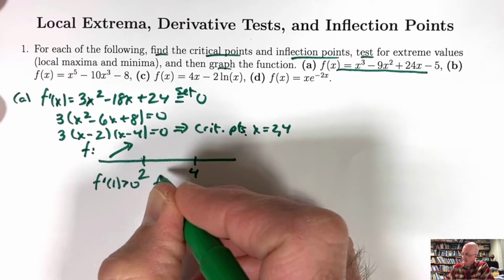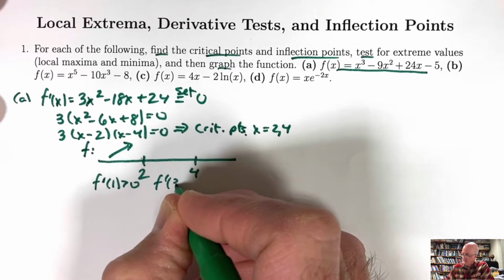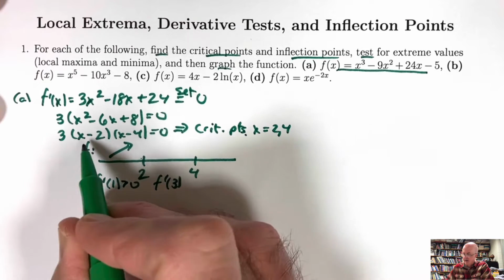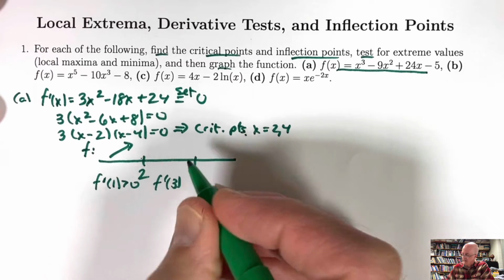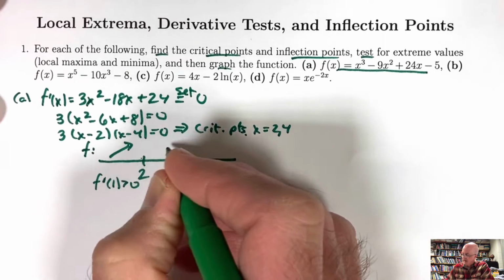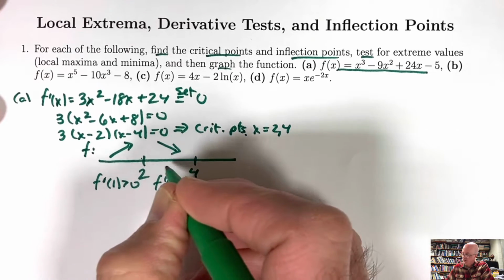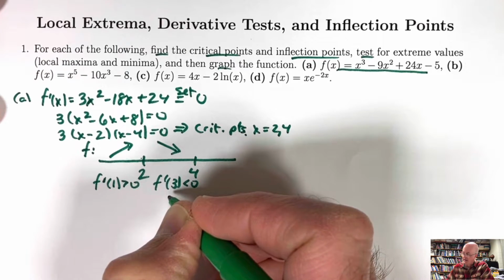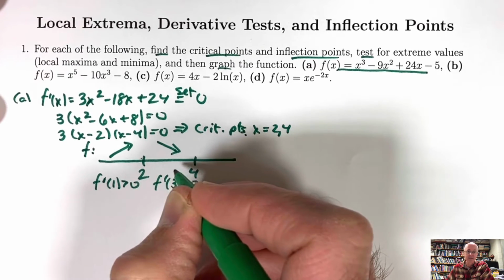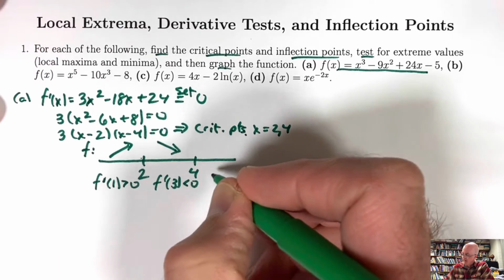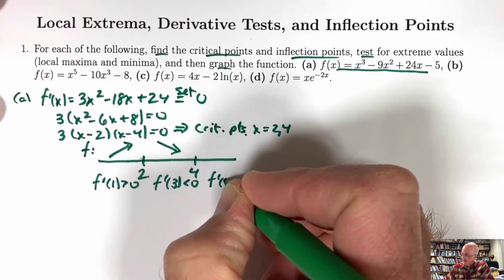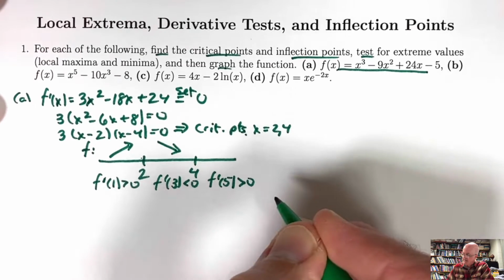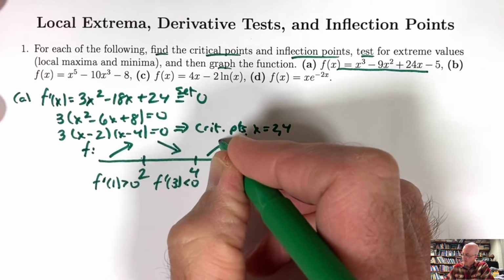What about when x is between 2 and 4, like 3? In the factored form, I'll get a positive times a negative, right? 3 minus 2 is positive 1. 3 minus 4 is negative 1. That gives me a negative. That means f itself is a decreasing function over this entire interval. Testing the sign of the derivative at one point is enough to say f prime of x is negative over this entire interval. And then when x is bigger than 4, like 5, f prime is positive times positive times positive. That ends up being positive. So f itself is increasing.